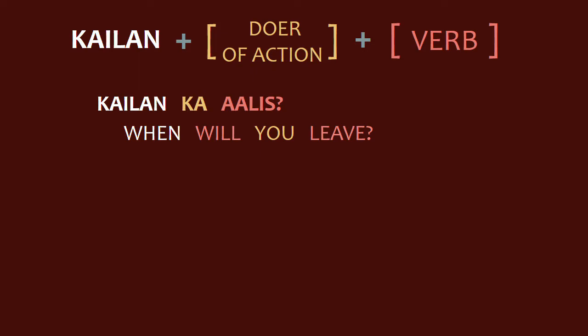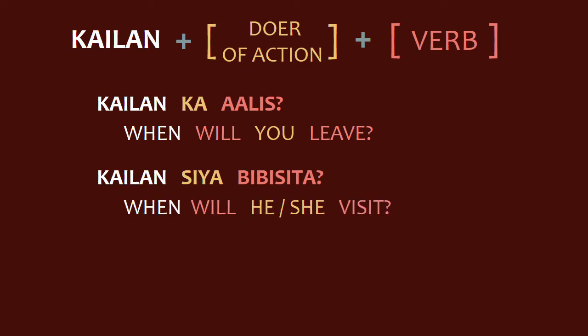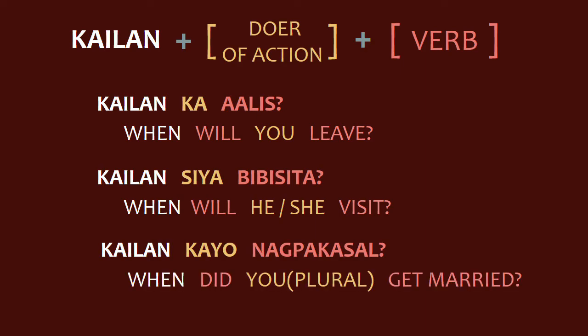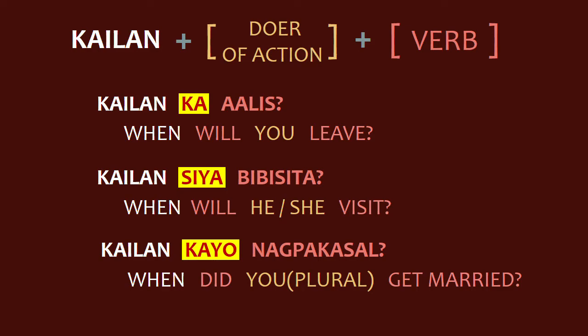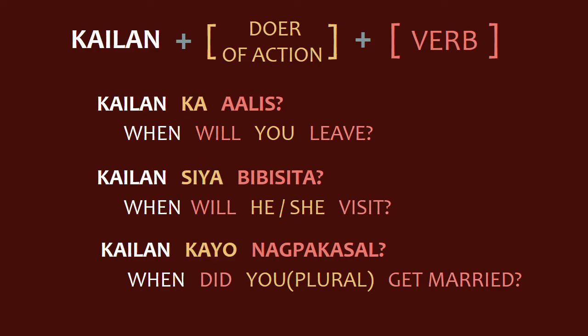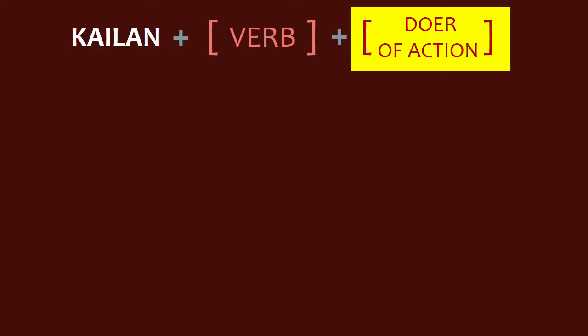Isa pang halimbawa, kailan siya bibisita? When will she visit? Or when will he visit? Kailan kayo nagpakasal? When did you get married? So if you will notice, we mainly use pronouns for the doers of action. But if you're not using pronouns, the doers of action will be placed at the end of the question.